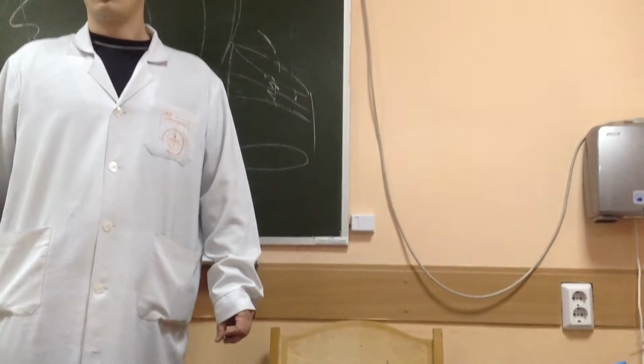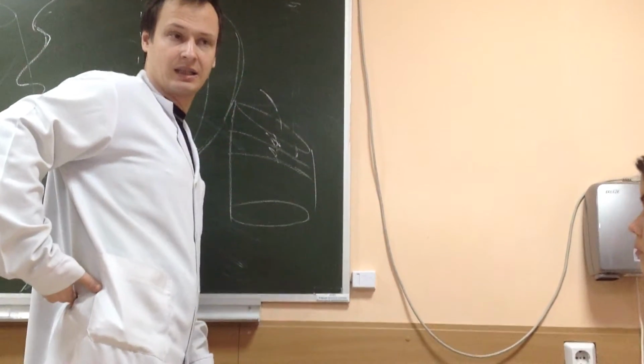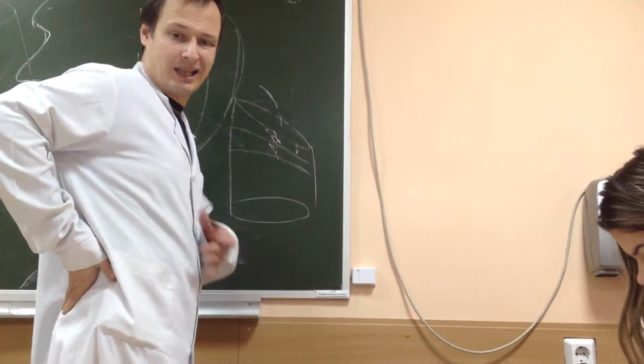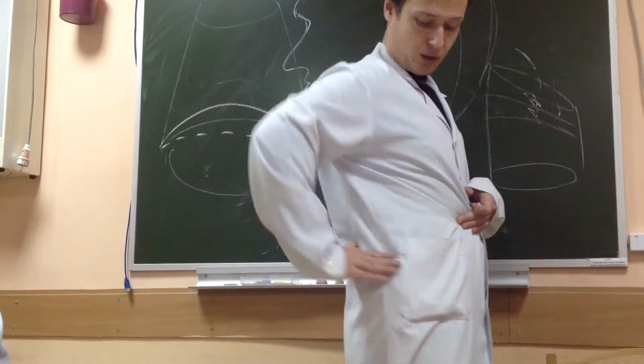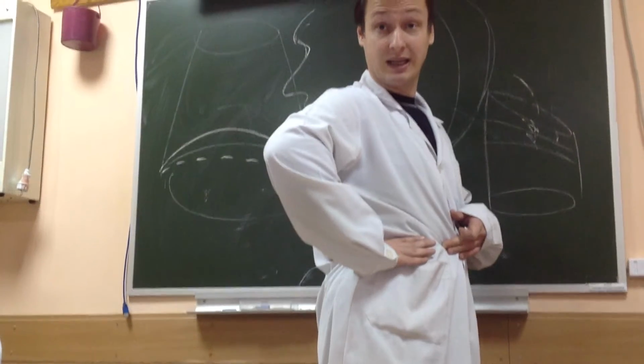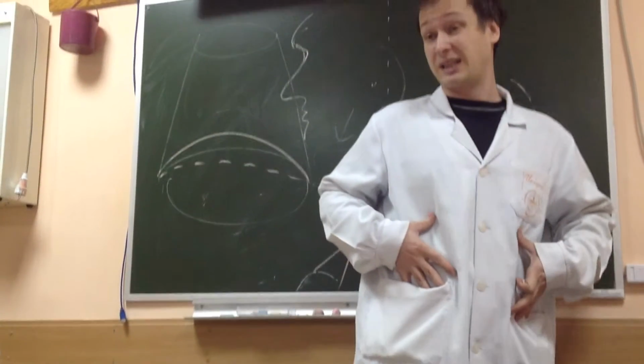Under the external oblique abdominal muscle is a second muscle, the internal oblique abdominal muscle. It has its connection on the back surface of the iliac crest, and comes upwards and frontwards. If the external oblique comes downwards and frontwards, the internal oblique comes upwards and frontwards, the opposite direction. But mostly it has the same function, right?